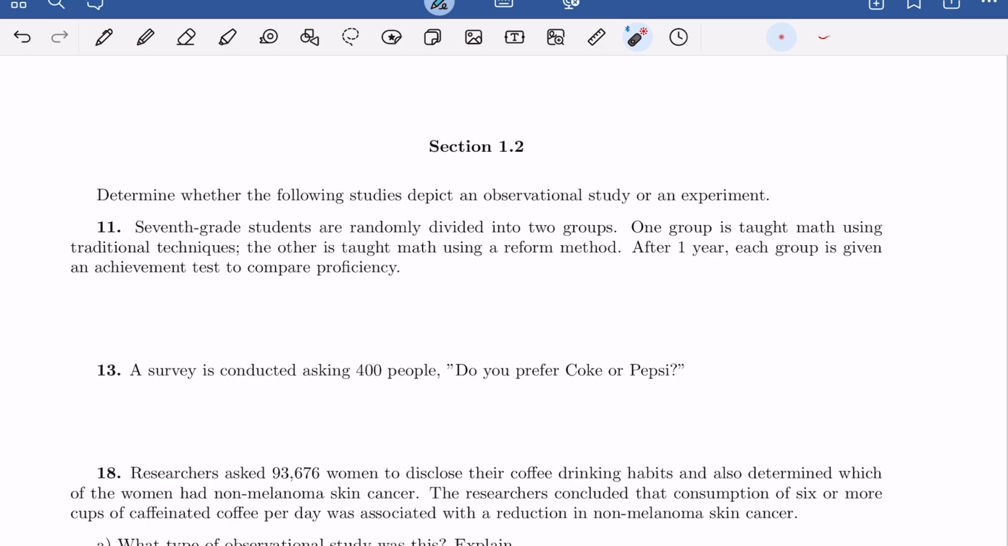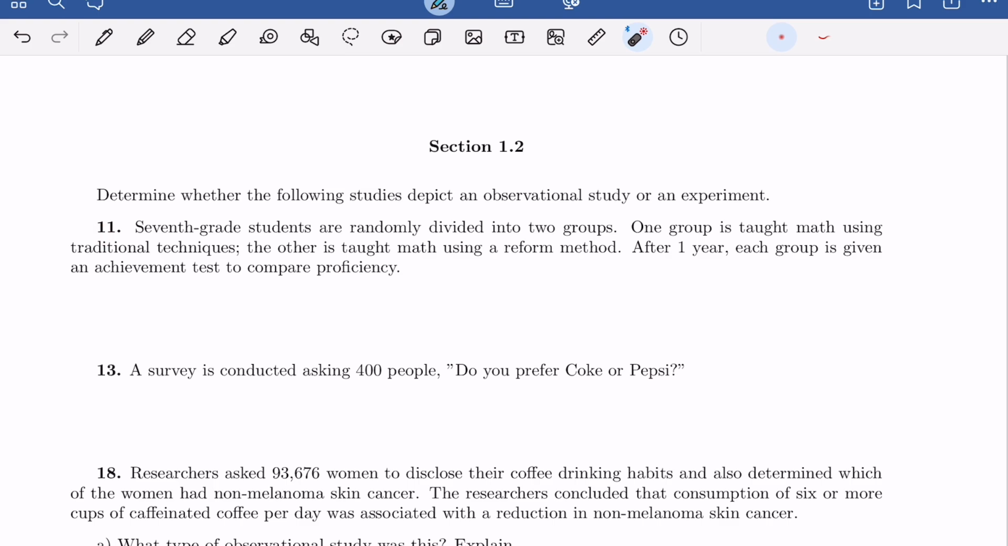All right, so this brings us to some questions from section 1.2. For questions 11 and 13 here, what we're going to want to do is determine whether these studies depict an observational study or an experiment. Now, if you recall from the Pearson lecture slides, an observational study is going to be observing behavior of individuals without actually influencing the outcome. Whereas an experiment here, in this case, a researcher may change the value of what's called our explanatory variable and record the value of our response variable. So definitely make sure you're looking at the PowerPoint slides and the textbook for this vocabulary here.